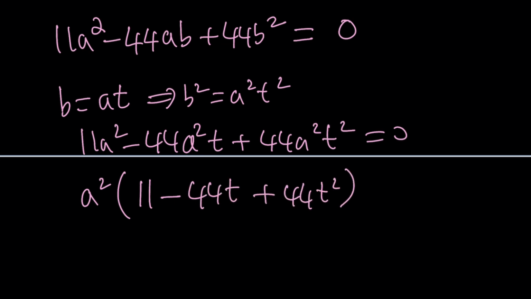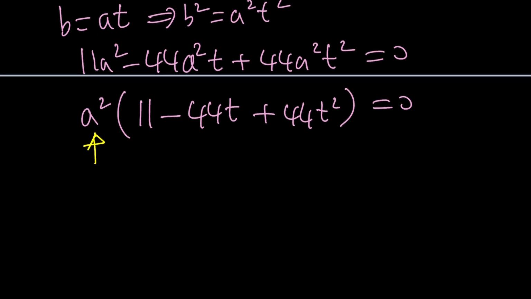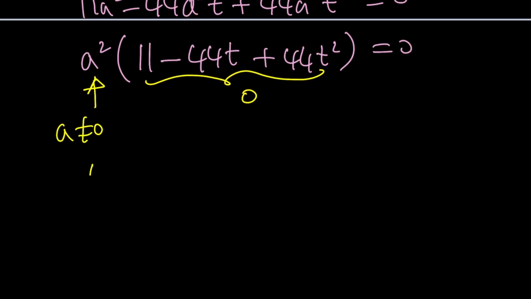Yes, all I have to do is just rewrite this. Now a cannot be 0, can it? Because if a is 0, then we're going to get b squared equals negative 13, which is not valid. So a is different from 0. We know that at least. So this must be 0, which implies that we get the following quadratic equation.